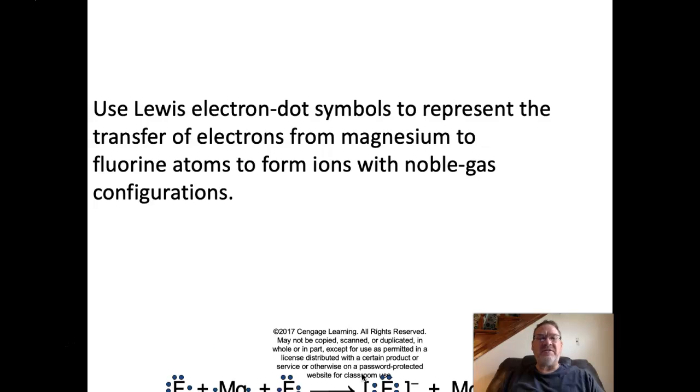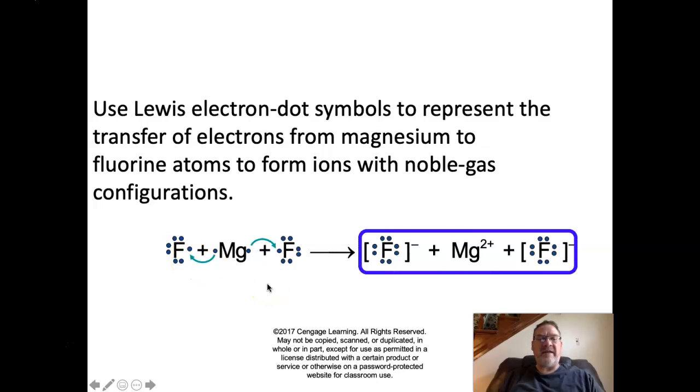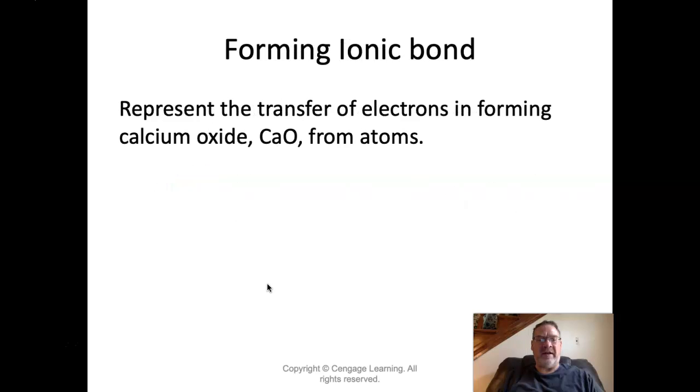And we can use this to show the transfer. Here's magnesium and fluorine. Magnesium, a metal, is going to lose both these electrons. Fluorine will gain enough to have one each, and you can see the movement of the electrons there. And the same thing with the sodium and the chlorine, that transfer of the electrons. We're going to skip ahead here a little bit.